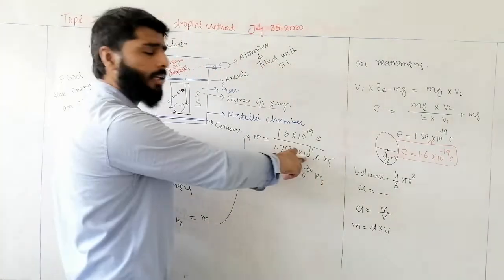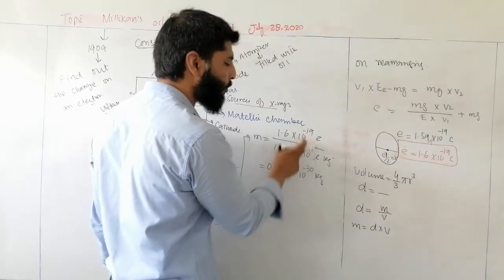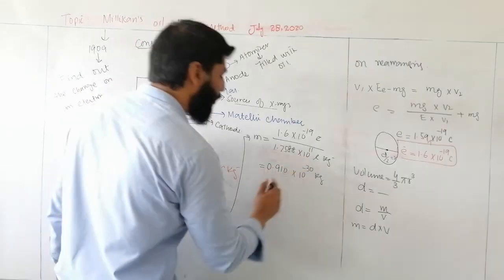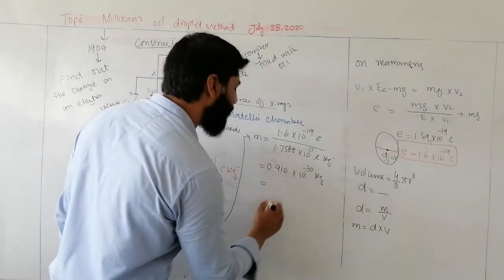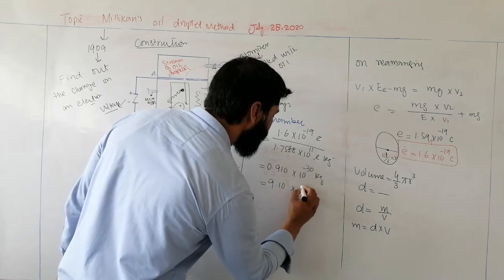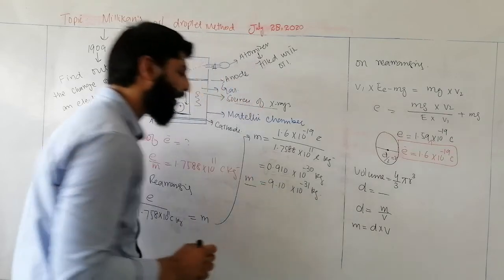This minus 11, when shifted upward, it will be minus 11. So minus 19 minus 11 is equal to minus 30. On further simplifying, we will get 9.10 into 10 raised to the power minus 31 kg. This is the mass of an electron.